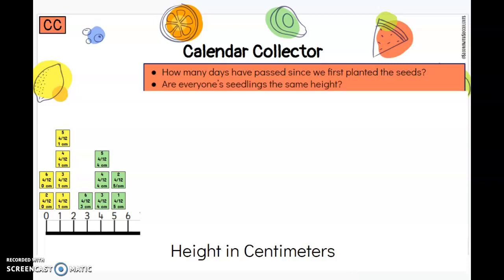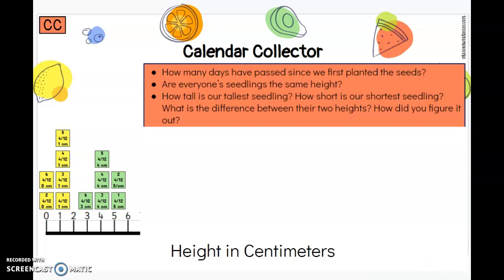Now, are everyone's seedlings the same height? And when I say everyone's, I mean each group. Is each group of seedlings the same height? Thumbs up or thumbs down? I should see lots of thumbs down. If all of our seedlings were the same height, well, they'd all be stacked right on top of each other over the same number. And they're a little bit spread out over our line plot.